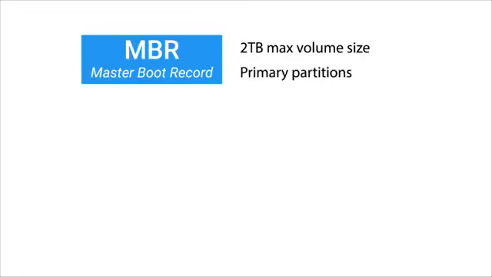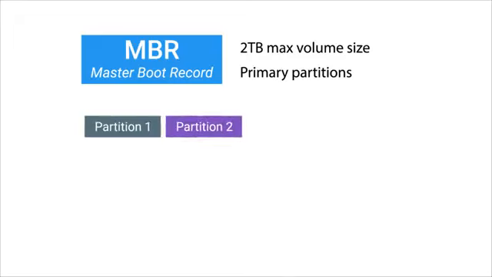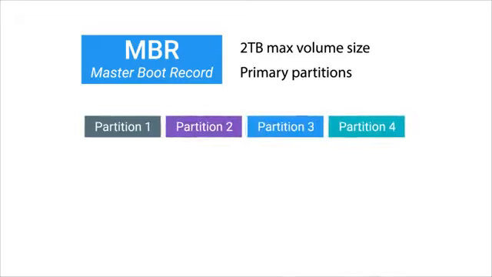MBR is a traditional partition table, and it's mostly used in the Windows OS. MBR only lets you have volume sizes of 2 terabytes or less. It also uses something called primary partitions. You can only have 4 primary partitions on a disk. If you want to add more, you have to take a primary partition and make it into something known as an extended partition. Inside the extended partition, you can then make something called a logical partition. It's a little odd to get at first, but that's just how the partition table was created.